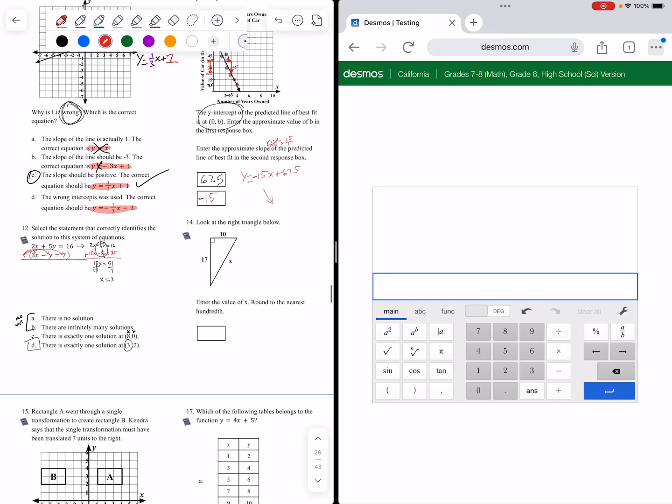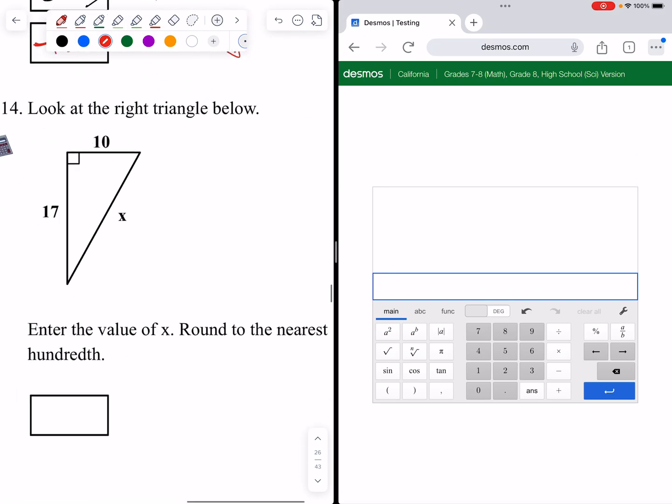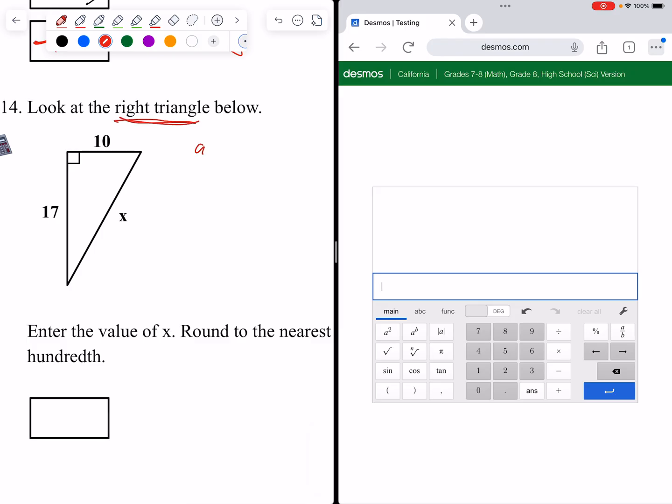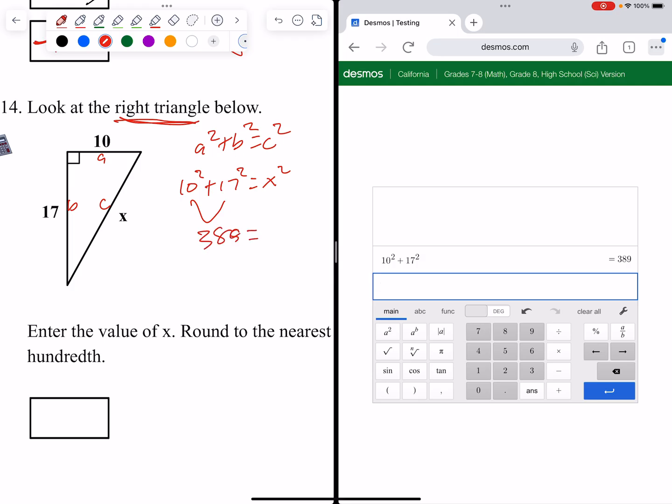Moving on. So look at the right triangle, enter the value, and anytime I see right triangle, I am thinking a squared plus b squared equals c squared. There's my a, there's my b, there's my c. So 10 squared plus 17 squared equals x squared. So 10 squared plus 17 squared, and that equals 389 equals x squared. How do I get rid of the square? I take the square root. So then I get x by itself. Let's do it to both sides to be fair.